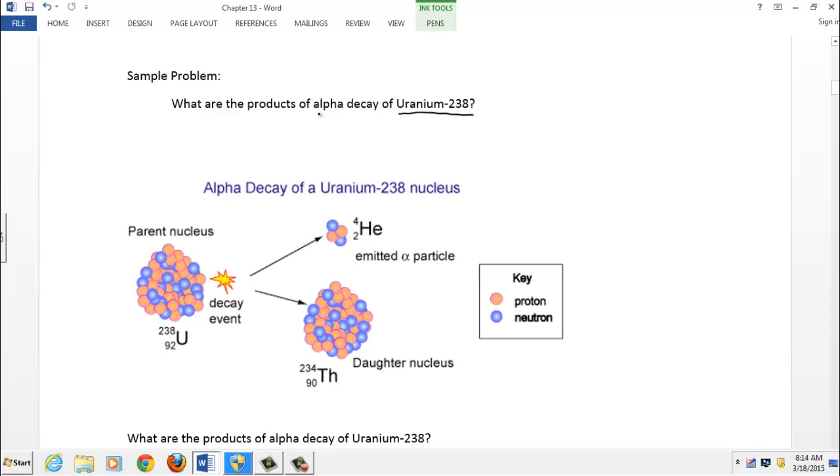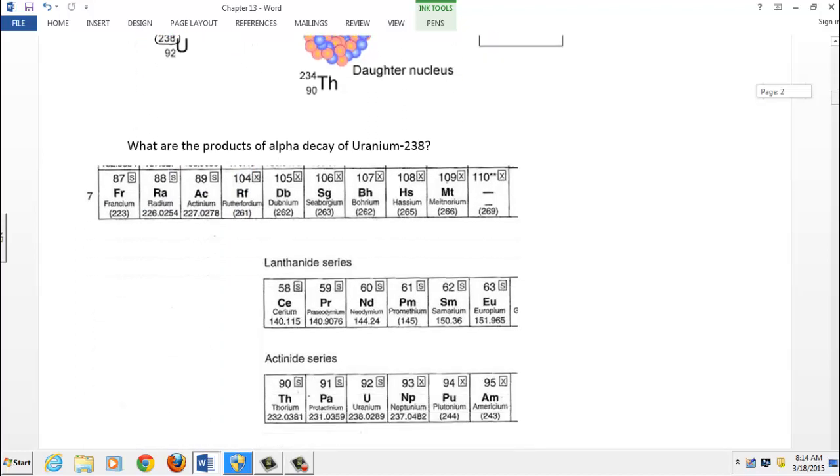So we're told here in this question that the uranium is undergoing alpha decay. And the question is, what are the products of alpha decay of uranium-238? What does that mean? What's this 238 sticking there? Well, that's the mass number. So you can go to the periodic table. I think I got one right down here, a portion of the periodic table.